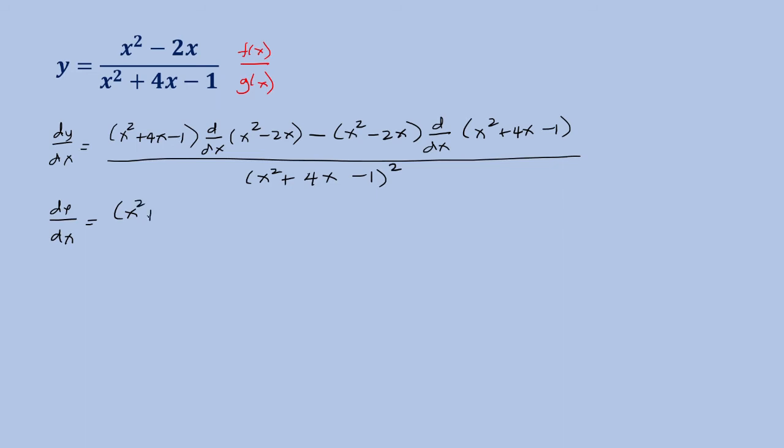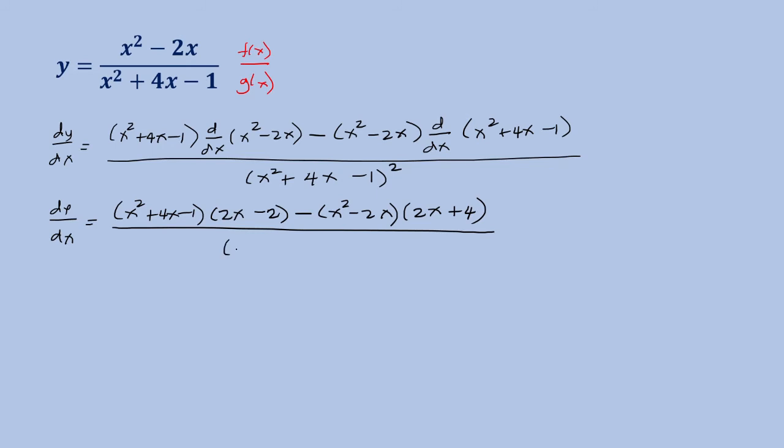Here we have x squared plus 4x minus 1. The derivative of x squared minus 2x is 2x minus 2 minus, so let us copy x squared minus 2x. The derivative of x squared plus 4x minus 1 is 2x plus 4 over x squared plus 4x minus 1 squared.